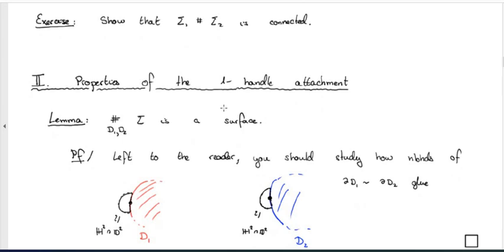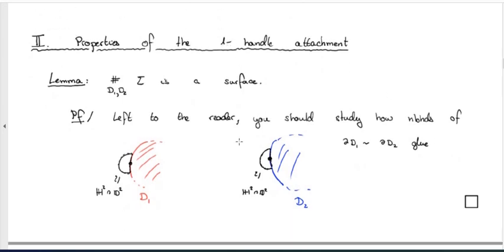All right, so let's prove some of the properties that the one handle attachment has. The first one, of course, is that the resulting thing should be a surface. This I claimed before. I'm not going to do all the details. This is an exercise for you as well. You should really do it. It's probably enlightening.